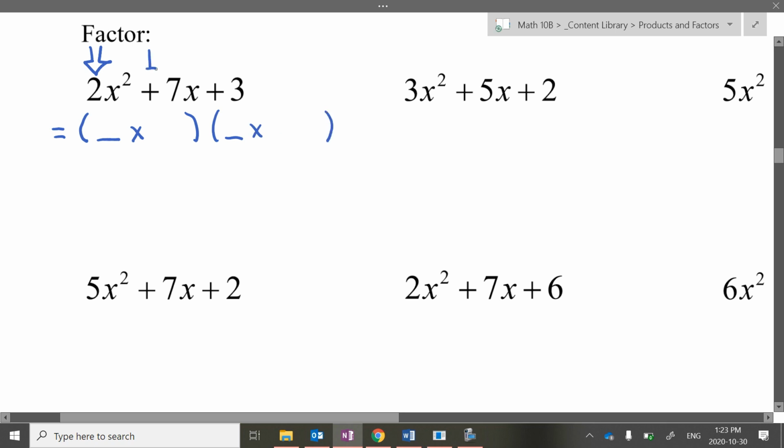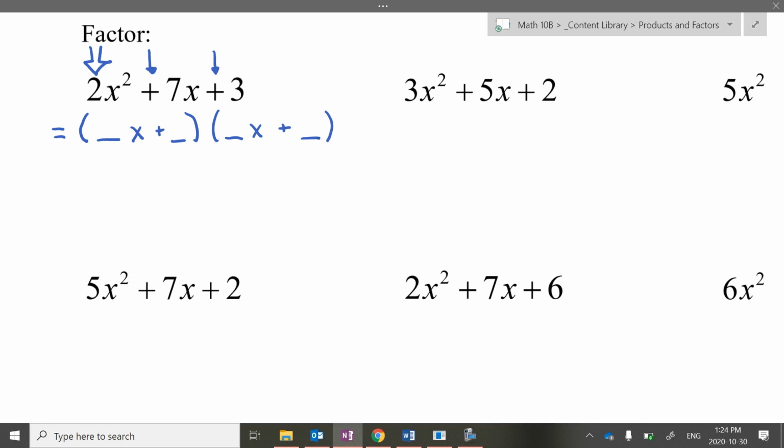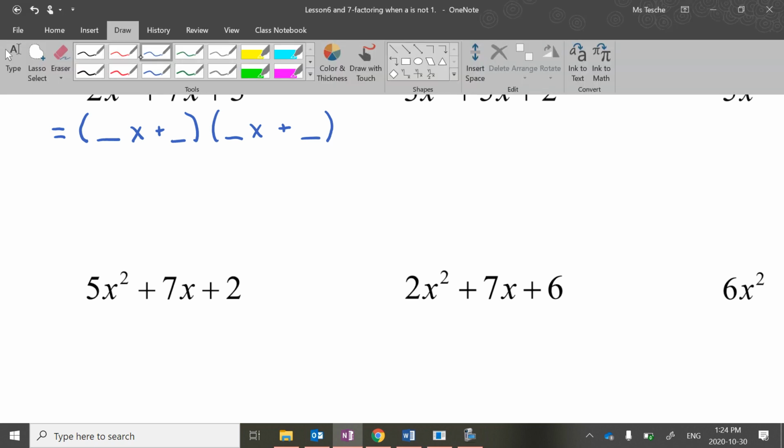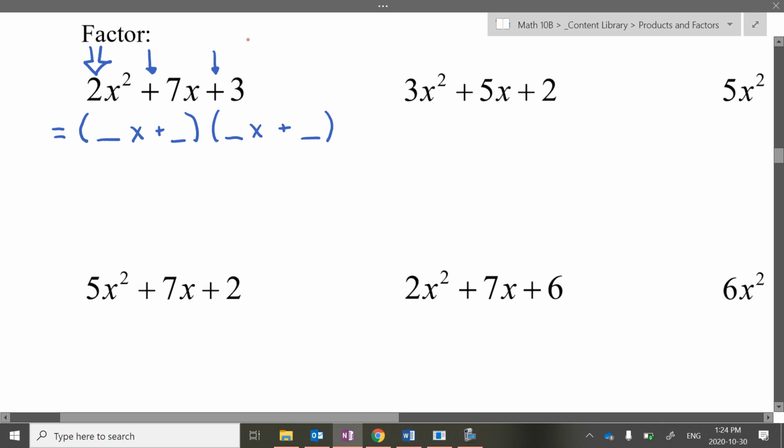In this example, both signs are plus signs. So it's going to be 2 plus signs here. So we have some blanks to fill in. I should have added initially, there's not a greatest common factor. There's not a single number that goes into both 2, 7, and 3. What's lovely about this example in particular, the only way I can multiply to 3 is using a 3 and a 1.